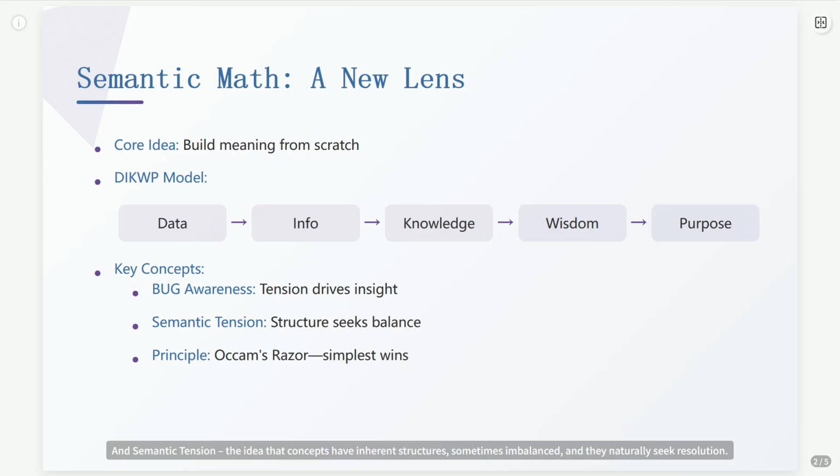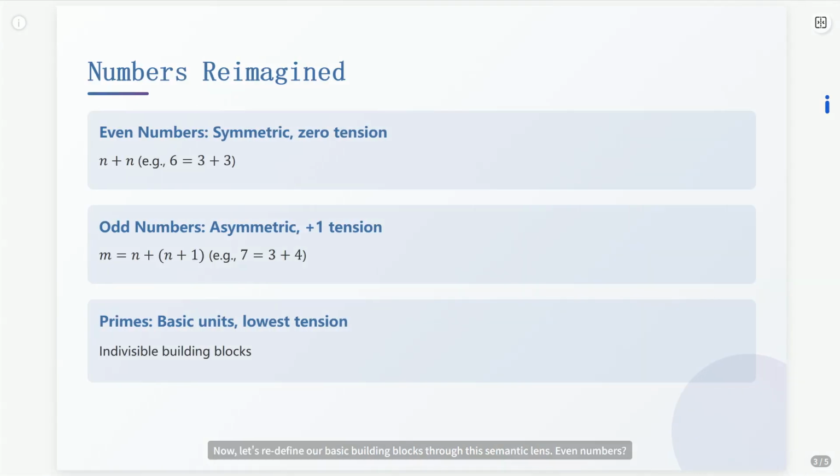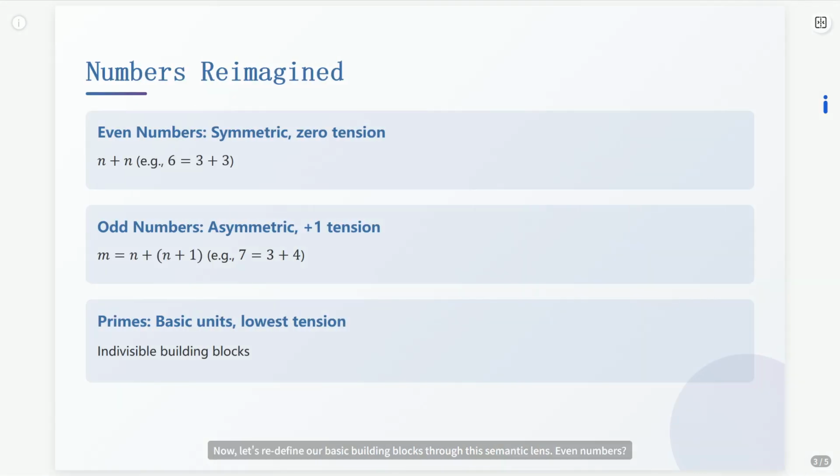And semantic tension, the idea that concepts have inherent structures, sometimes imbalanced, and they naturally seek resolution. The guiding principle, Occam's razor, the simplest explanation, often the most elegant, is usually the right one. This isn't just philosophy, it's a tool. Now, let's redefine our basic building blocks through this semantic lens.